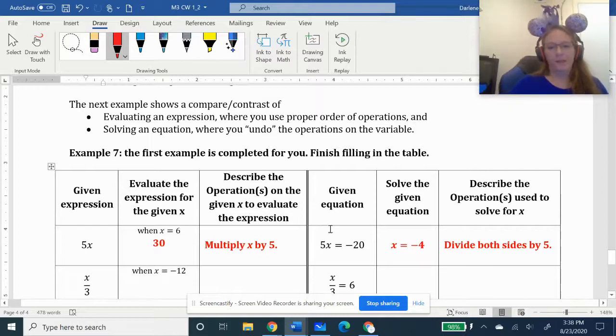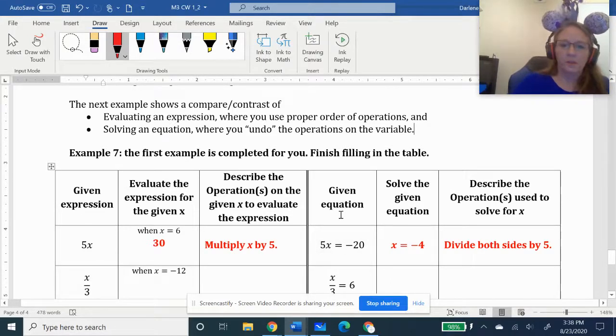Now, on the right side, it's an issue of having an equation, and how do you undo what is done to the x? So let's say you have a given equation, 5x equals negative 20. Well, if you solve the given equation, you do so by dividing both sides by 5. And that gives you x equals negative 4.